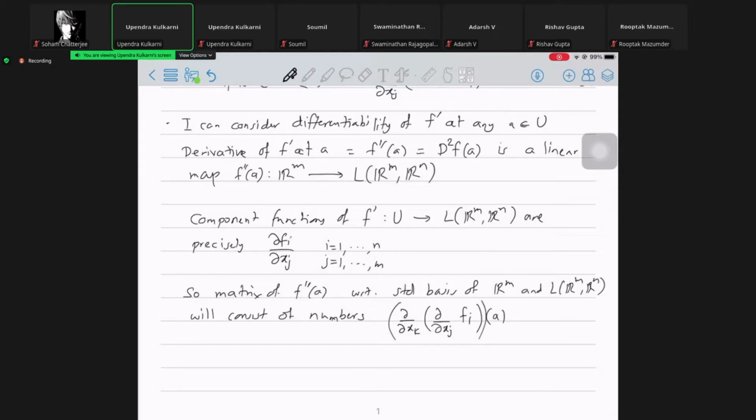All right. So it's going to consist of these numbers, and we also get, assuming f double prime of A exists. Okay. So before that, note that if the total derivative of any function exists at a point, then all partial derivatives exist at that point, right?